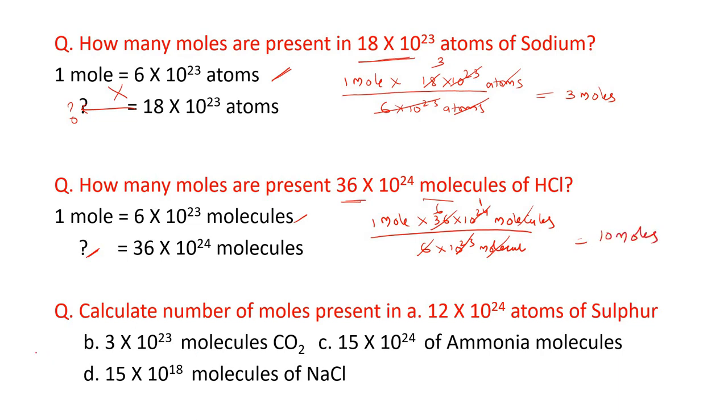Similarly, this is an assignment for you. Calculate the number of moles present in 12 into 10 to the power of 24 atoms of sulfur, 3 into 10 to the power of 23 molecules of carbon dioxide, 15 into 10 to the power of 24 ammonia molecules, and 15 into 10 to the power of 18 molecules of sodium chloride. Follow the same method and you will get the answer.